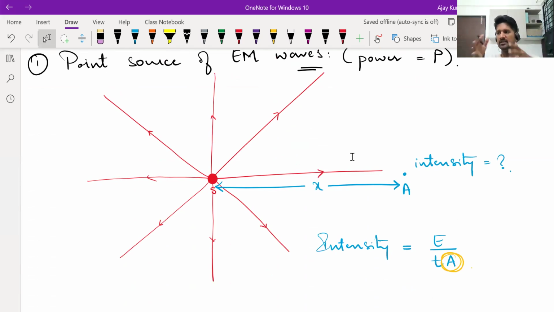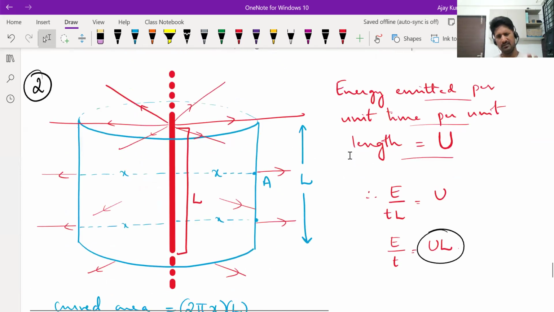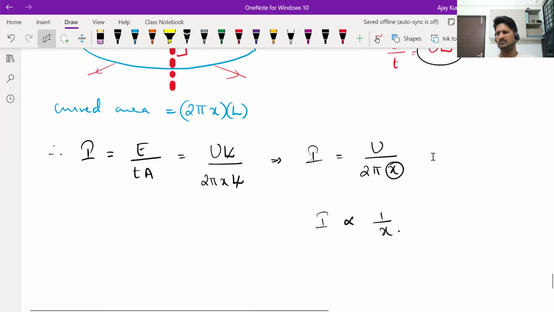We visualized how the energy is spreading out. If it's a point source, energy spreads radially outwards. If it's a linear source like this, it is also radially outward, but perpendicular to the wire, not in all directions. Based on that, we visualized the surface and calculated the intensity. The only thing left in this chapter is momentum carried by an electromagnetic wave and something called radiation pressure. Those two things we'll discuss in the next class.